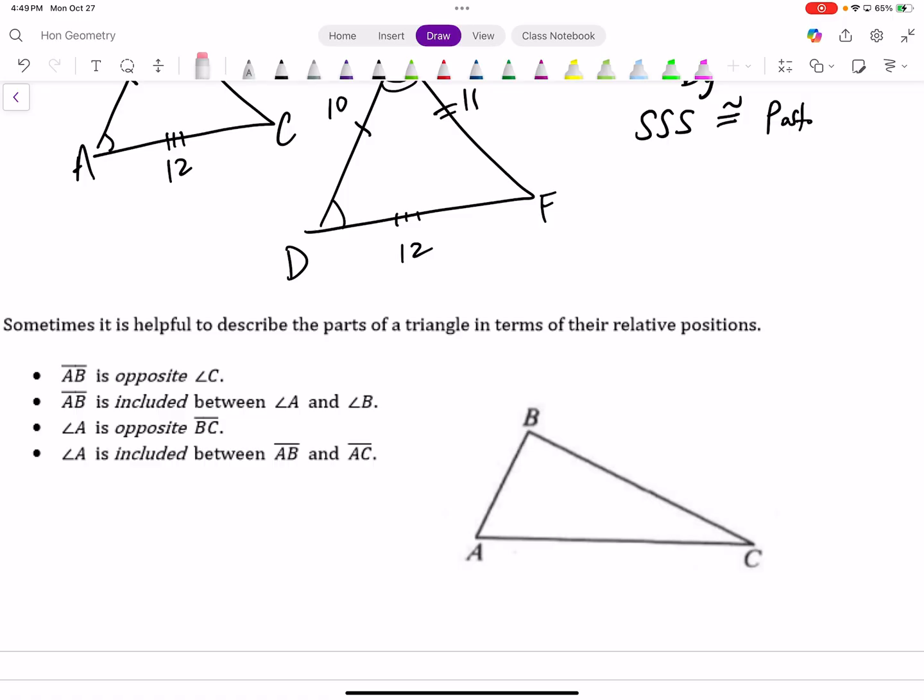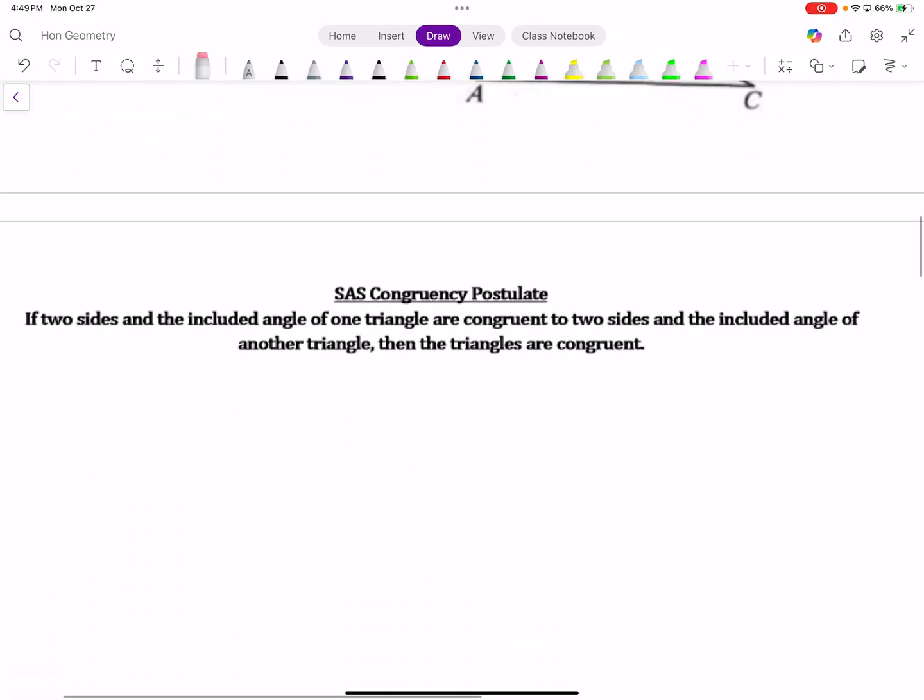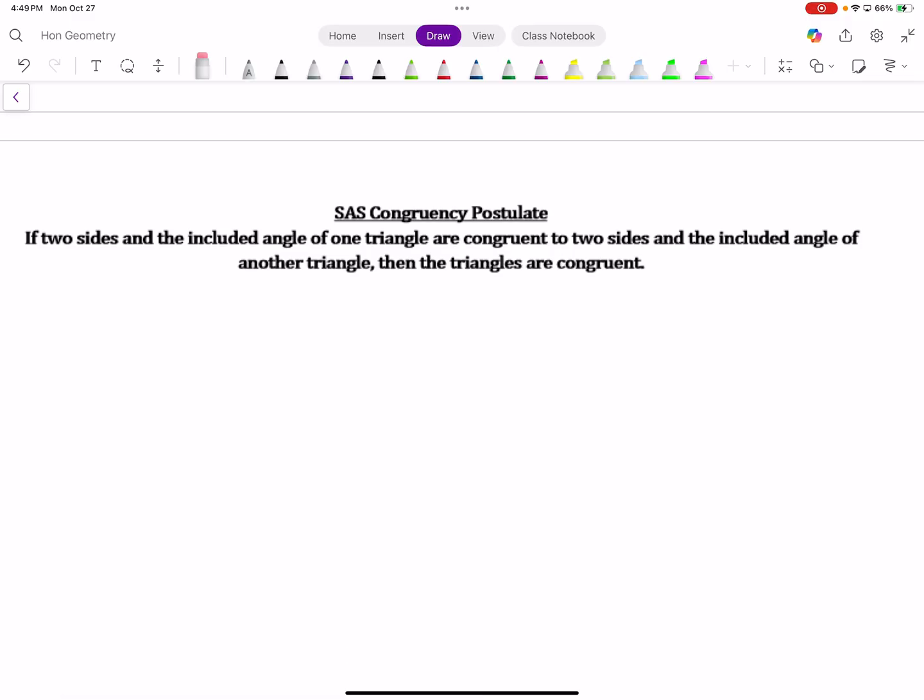We can also say that angle A is opposite side BC. So an angle can be opposite a side, and a side can be opposite an angle. And then the same thing here: angle A, this angle right here, is included between side AB and side AC. So sides can be included between angles, and angles can be included between sides. Now, the included part, you don't hear quite as often as you do opposite. You hear opposite all the time. Like, this is opposite this. A lot of times people just say across from, but they mean opposite when they say that.